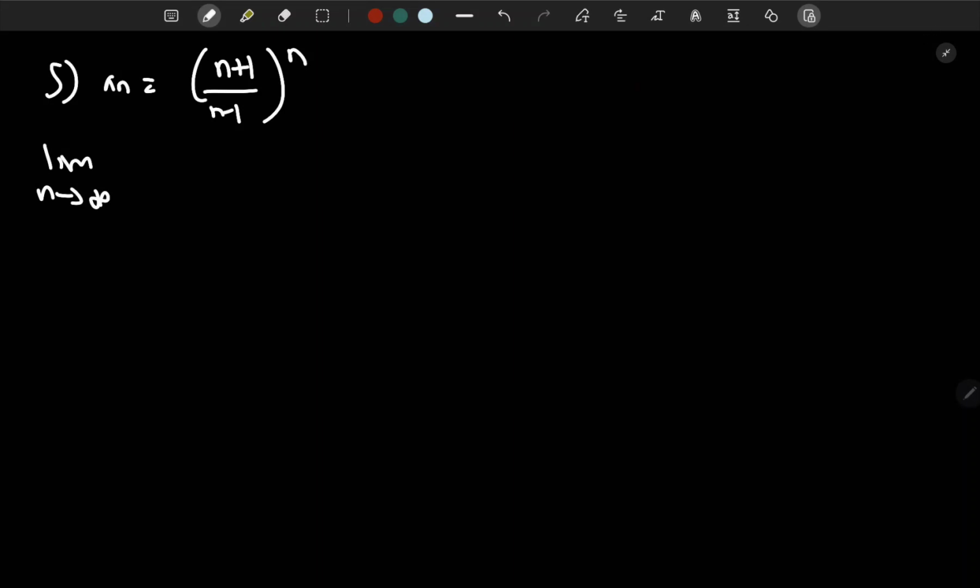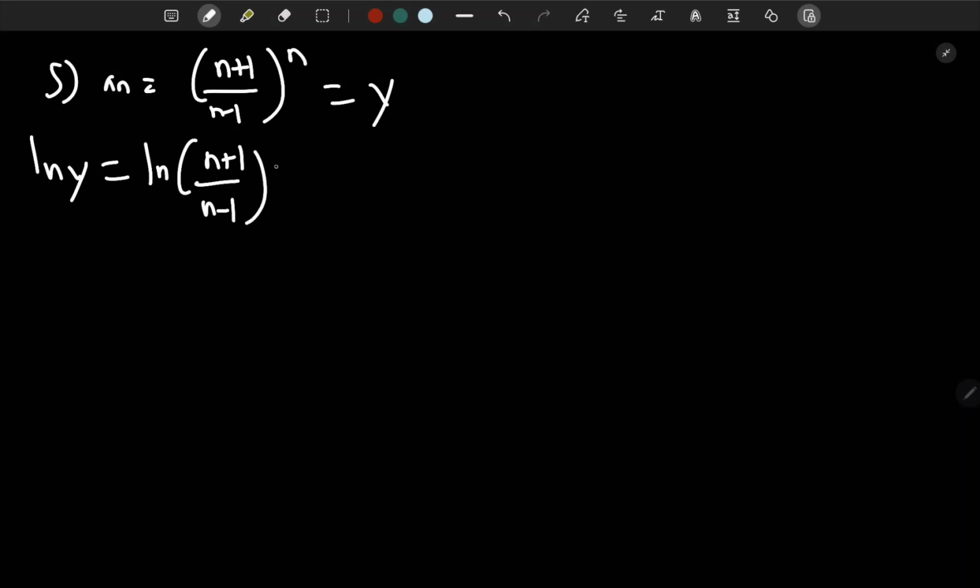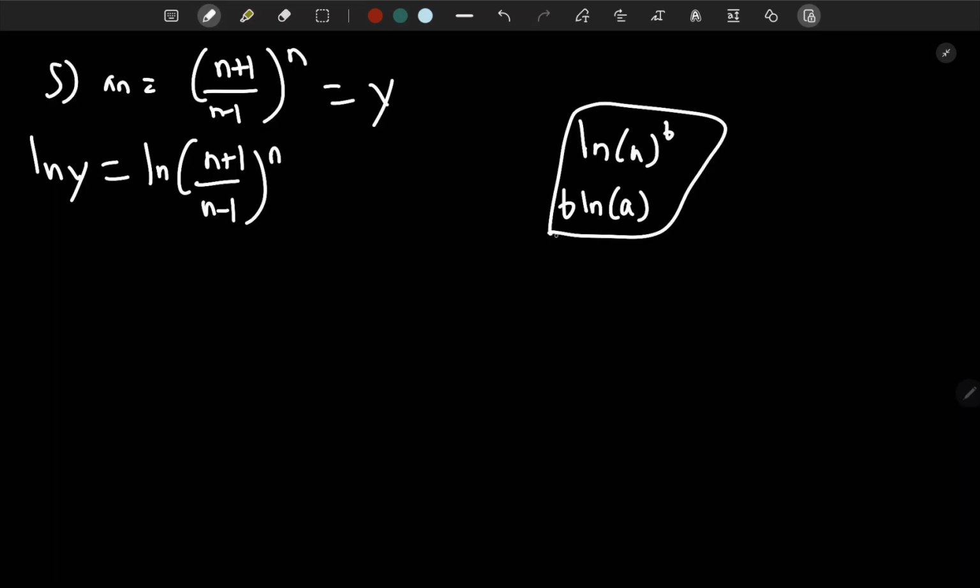Here I'm going to equate the answer. Basically what we need to find is y, right? So I'm going to introduce a ln on both sides. So ln y is equal to ln of a of n. A of n is this part, so I write ln of (n plus 1 over n minus 1) to the power of n, and now we can bring that power of n down since it is one of the ln properties. Let's say if you have ln a to the power of b, we can bring b down, and it will be equal to b times ln of a. So remember the properties of ln.